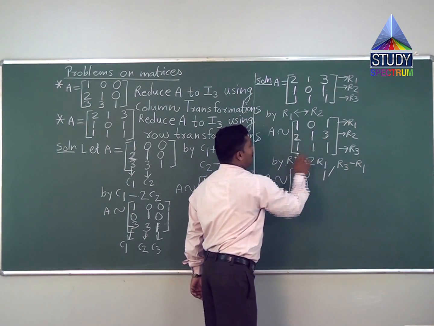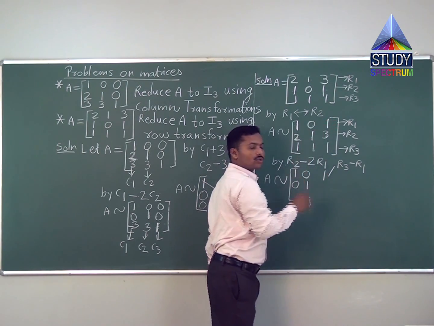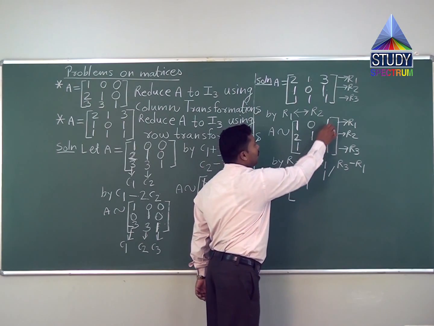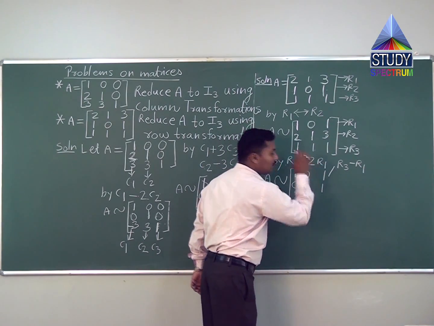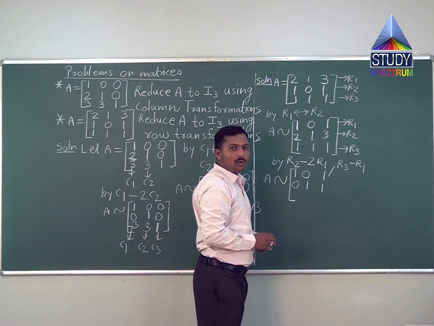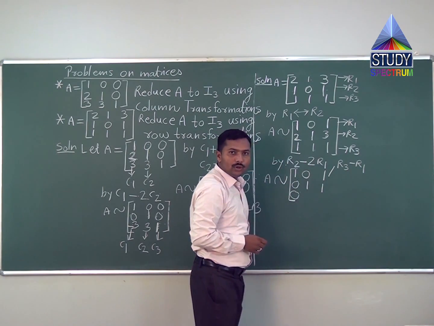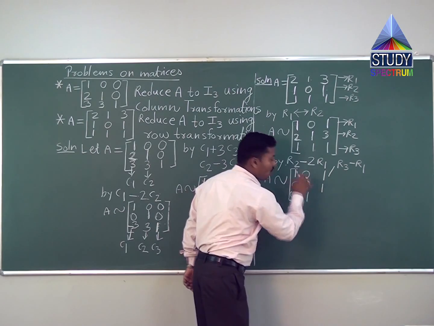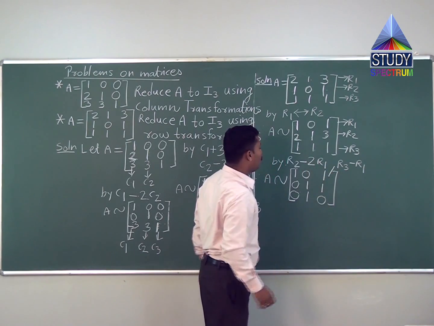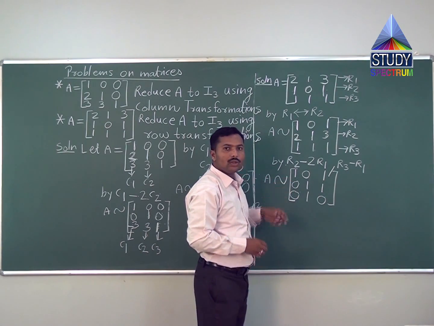Again, the third number of R2 is 3, minus 2 into the third number of the first row R1, meaning 2 into 1 is 2, 3 minus 2 is 1. And R3 minus R1 means third row minus first row, so 1 minus 1 is 0, 1 minus 0 is 1, 1 minus 1 is 0. So here we get below this one, both numbers are 0.